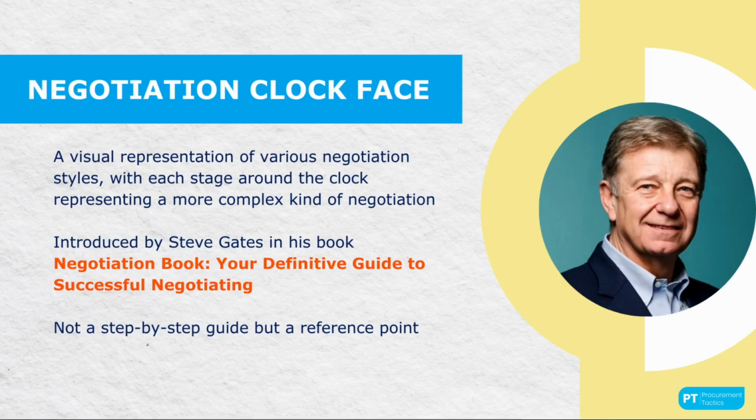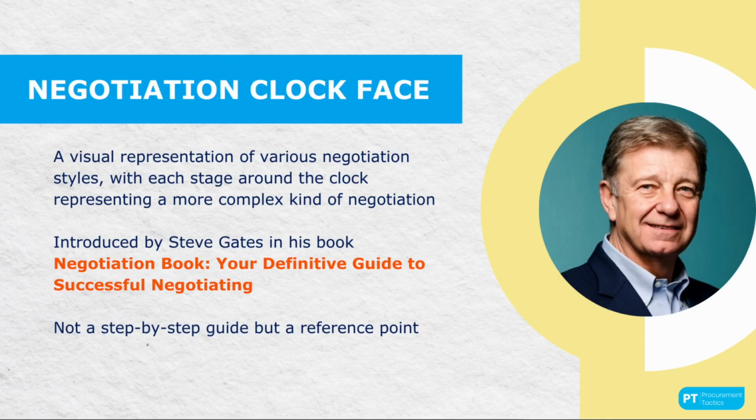The negotiation clock face is a visual representation of various negotiation styles, with each stage around the clock representing a more complex kind of negotiation. This model was introduced by Steve Gates in his book, Negotiation Book: Your Definitive Guide to Successful Negotiating. The negotiation clock face is not a step-by-step guide, but a reference point that guides you in your negotiation approach.